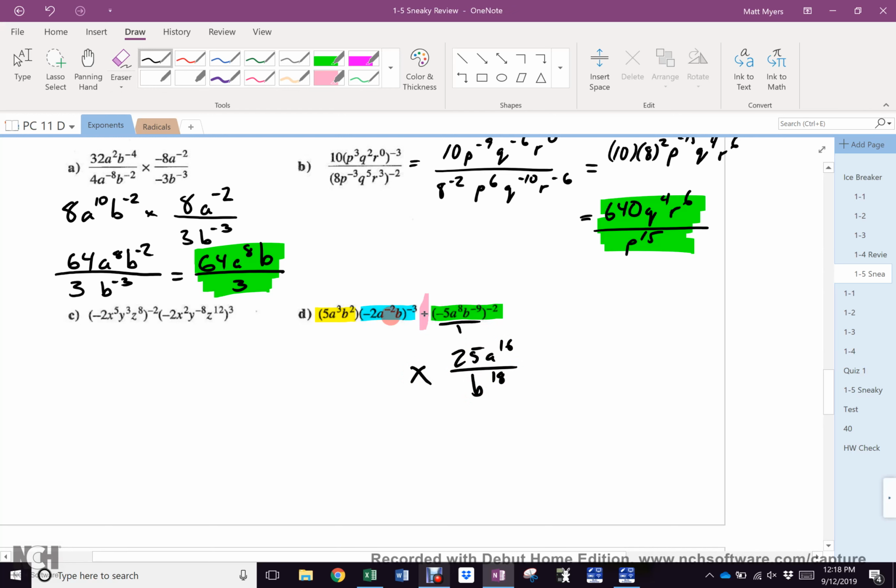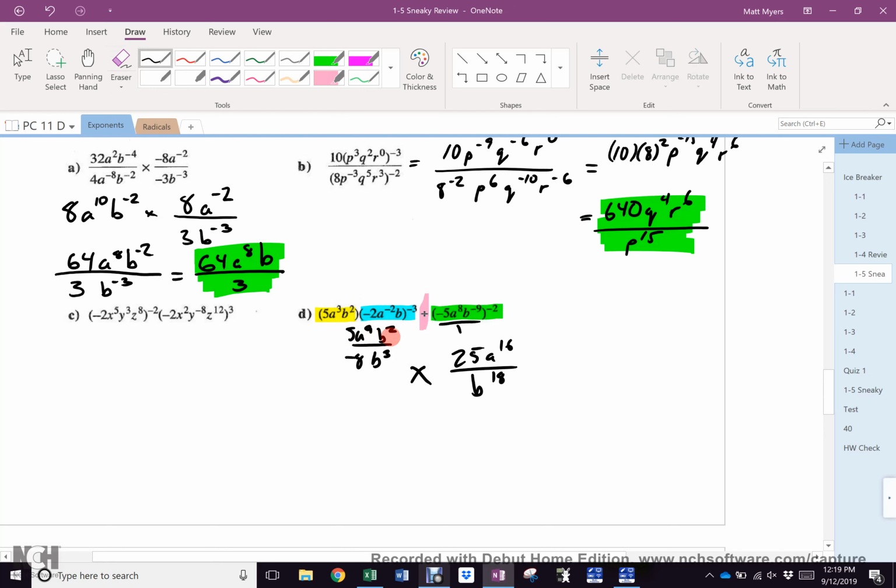Now let's come back over here. What color would we go to next? Blue or yellow? I'd go to blue because of this negative 3, right? So that negative 3 is going to make it flip. 1 over negative 2 cubed is negative 8. A negative 2 cubed is a to the negative 6, but it's in the denominator, so it's coming up: a to the 6th. b to the 3 is staying as b cubed, right? Because we flipped it. Now I got this guy over here. Is this yellow a numerator or a denominator? Numerator. So 5a^3 times a^6 is going to give me 5a to the 9th b squared.